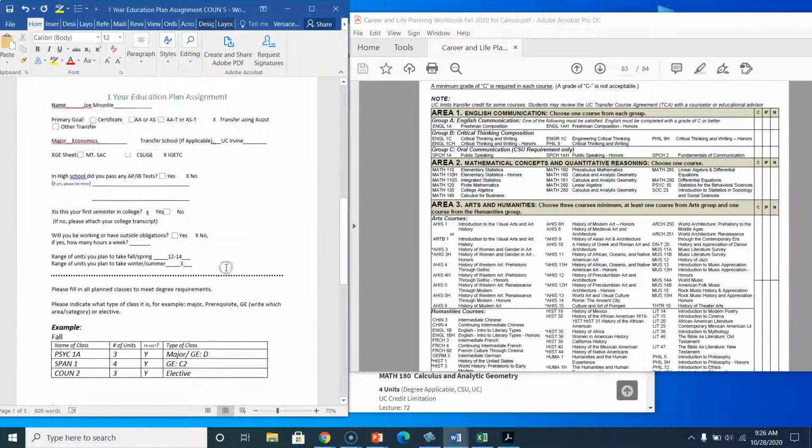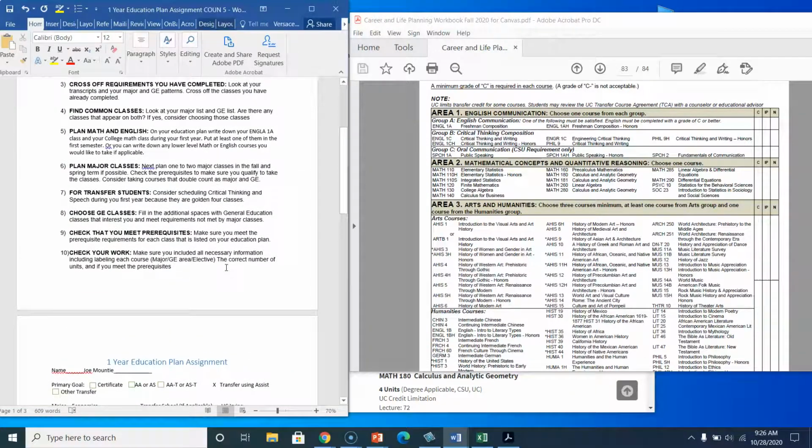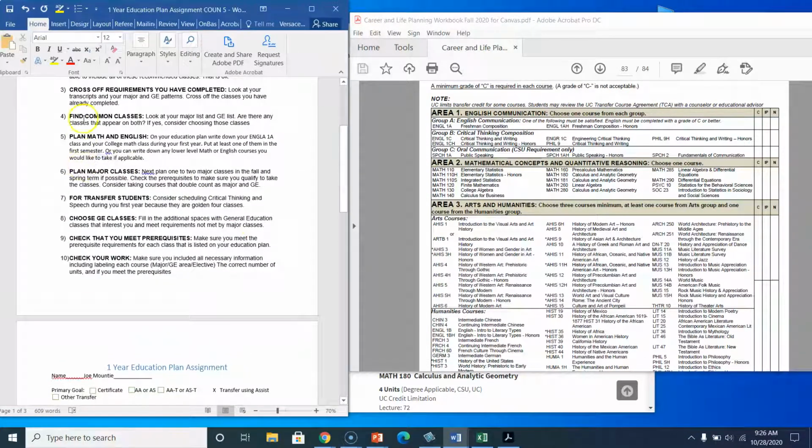So, I think now we want to do, it says, now that we've planned math and English, plan major classes, and for transfer students, consider scheduling critical thinking and speech for your first year because they're Golden 4 classes. So let's start with some major classes.